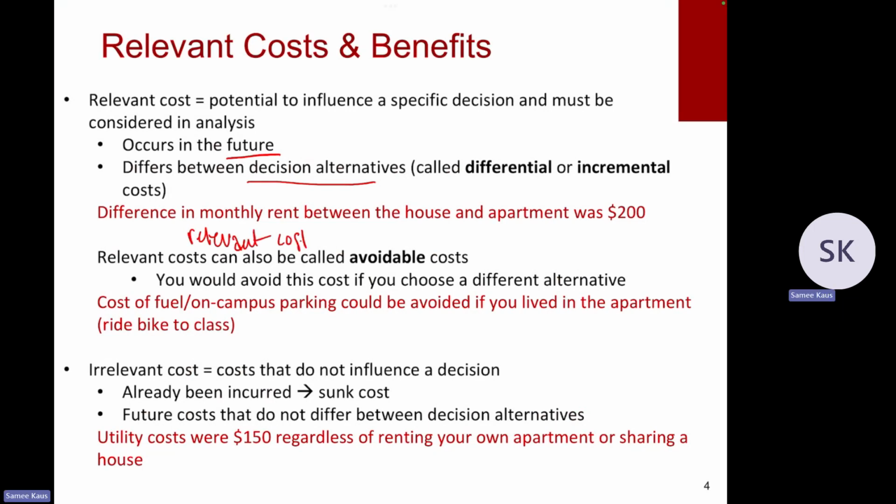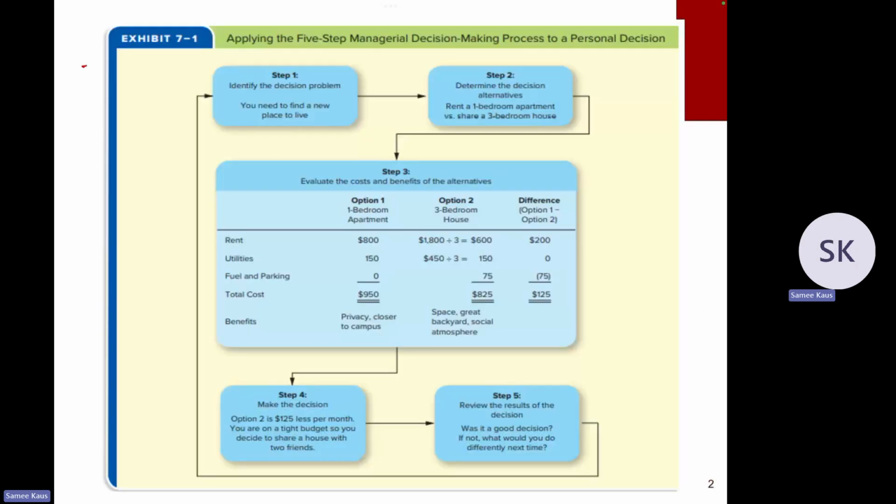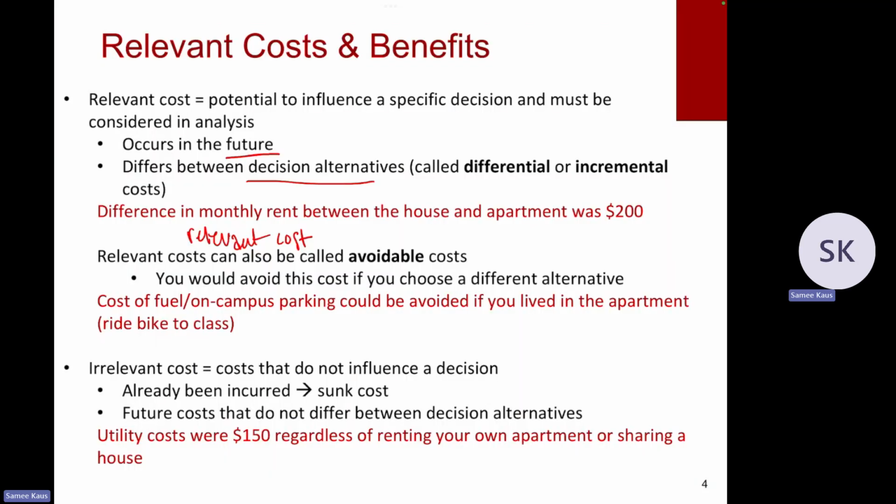Or we could call it a differential cost, an incremental cost, whatever you prefer. So relevant cost can also be called avoidable cost. Why is that? Well, because you'd avoid this cost if you chose the different alternative. So think about it. Over in this slide deck, I avoid the rent of $800 right here. Okay. Because, hey, I don't have to pay it if I rent my 3-bedroom house. So the cost of fuel and on-campus parking could be avoided if you lived in the apartment. Okay. So that would be considered an avoidable cost.